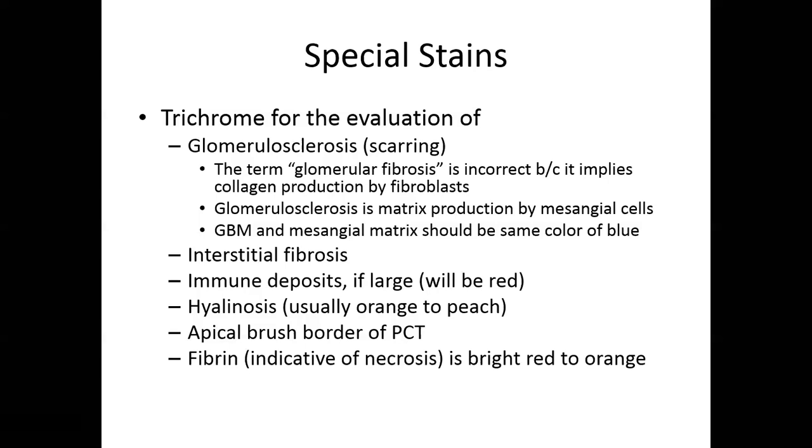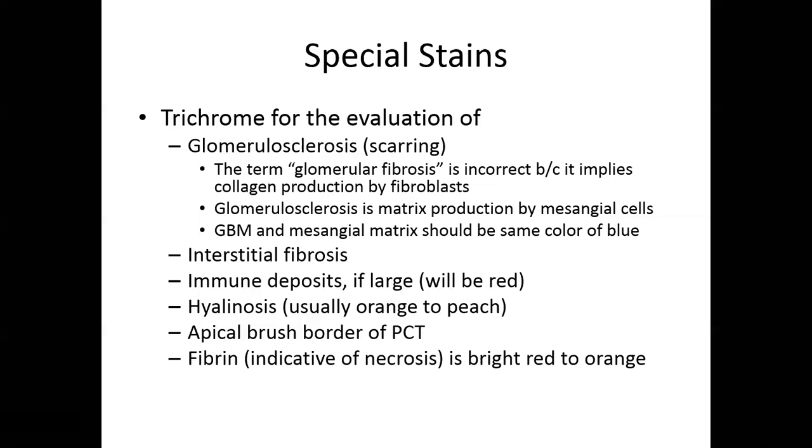Trichrome actually also is really good at staining the apical brush border of the tubules, and it should stain it kind of red just because there are so many proteins labeling all along that apical brush border. So you can see the apical brush border in a trichrome usually.